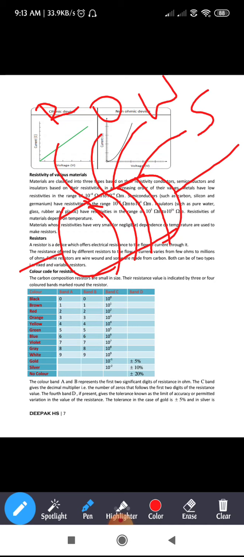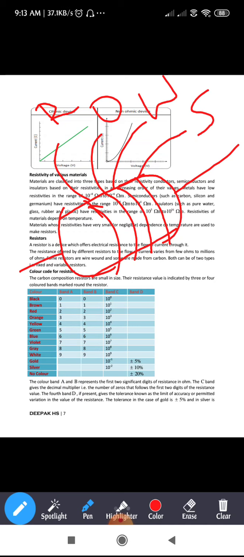So R denotes red, O denotes orange, W denotes white, and S denotes silver. These are the bands given on the resistor. Let us assume that. Now to find the value of this given resistor, how are you going to find it? See, just go through the tables.